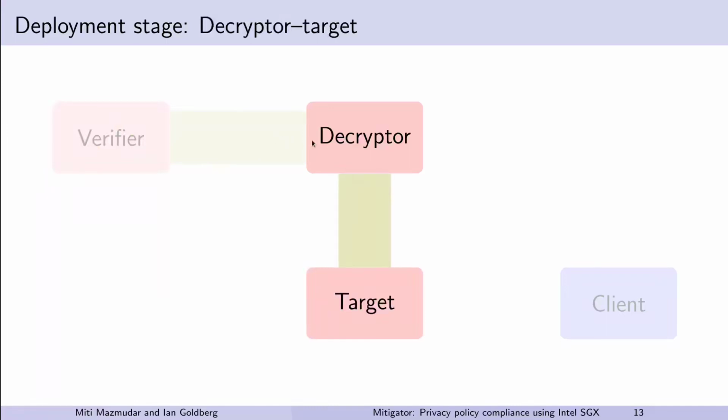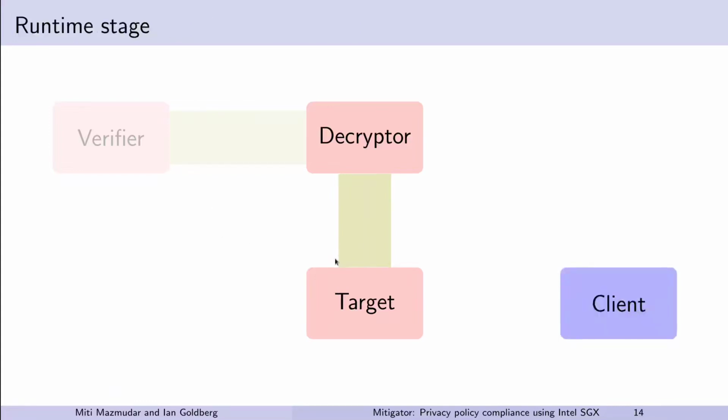In the second part of the deployment stage, the target conducts local attestation with the decryptor to form a secure channel with it. During this attestation, the decryptor authenticates the target using its expected signer measurement that it obtained from the verifier. Over the secure channel, the decryptor then forwards two types of authenticated information to the target enclave, both of which are later on forwarded to the client. The decryptor sends the verifier's enclave measurement and also sends the compliance check information that it obtained from the verifier.